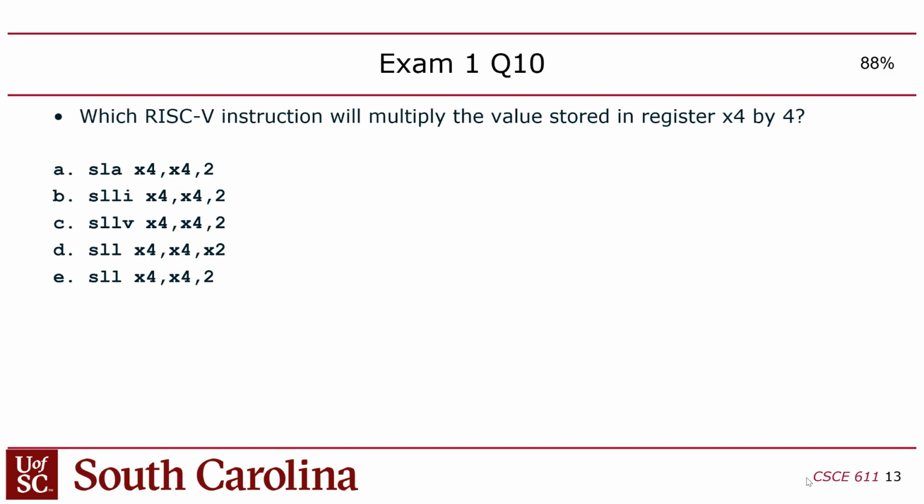If it were MIPS, you would use SLL x4, x4, 2, right? So that would multiply the value in x4 by 4 because it's 2 to the second power, right? And we're shifting left. So shift left multiplies, and you're multiplying by 2 to the power of the shift amount. However, that doesn't work in RISC-V because in RISC-V you have to use the SLLI to do that. So the answer is B.